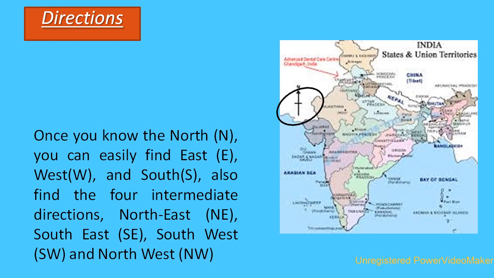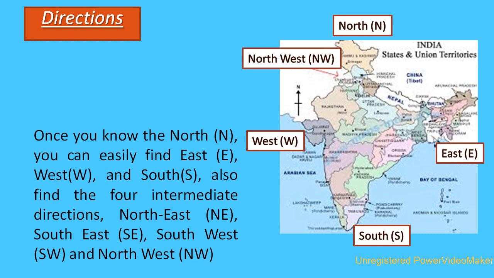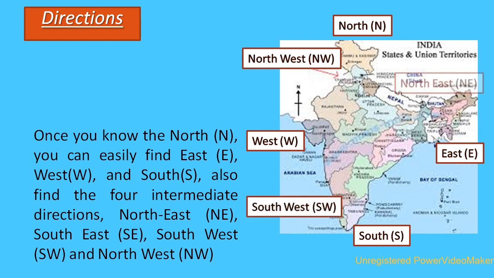Once you know the north with the help of the north line, this is the north side. If you find the north, then it makes it too easy to calculate the east direction and west direction, south, along with the intermediate directions: northwest, southwest, northeast, southeast.